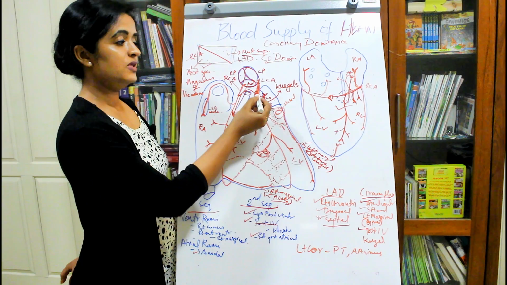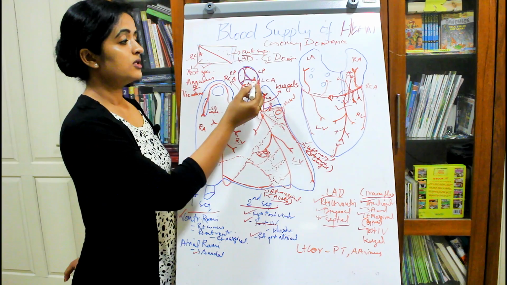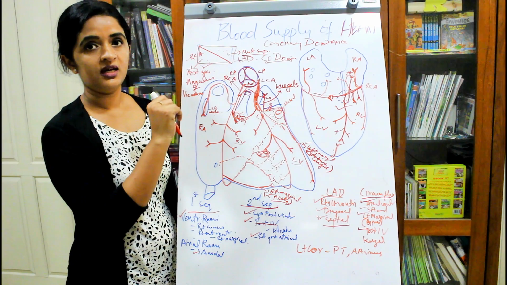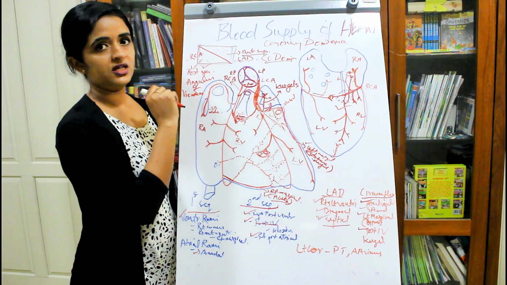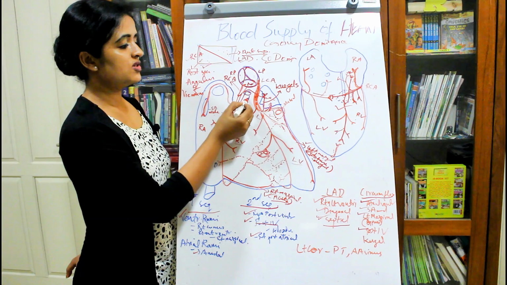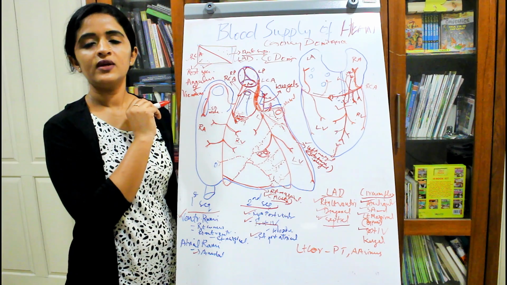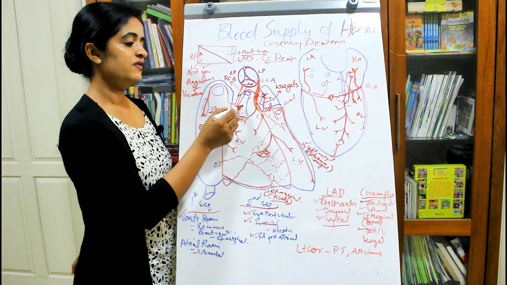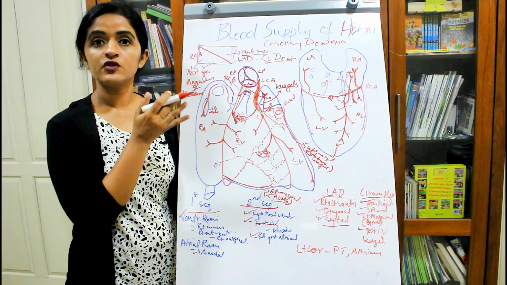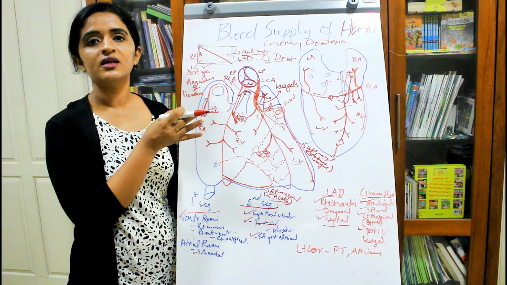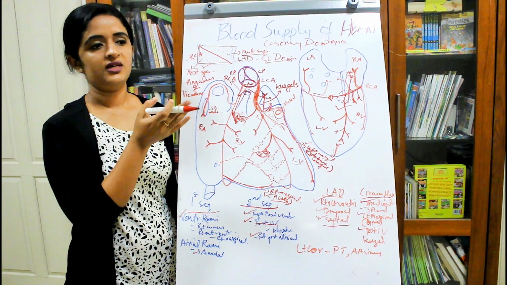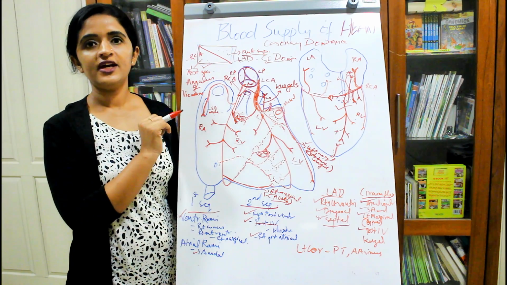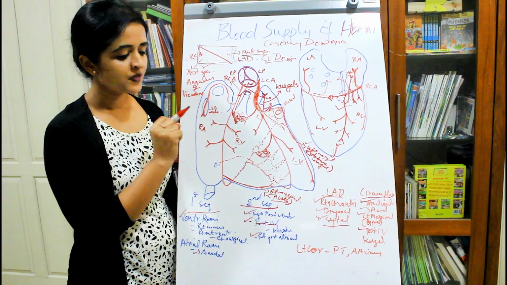Now sometimes this left coronary, instead of arising from the left posterior aortic sinus, will take its origin from the pulmonary trunk. What will happen in that case? If it is arising from the pulmonary trunk, the entire left coronary artery will be filled with venous blood and that will result in left ventricular failure. So that is one option.